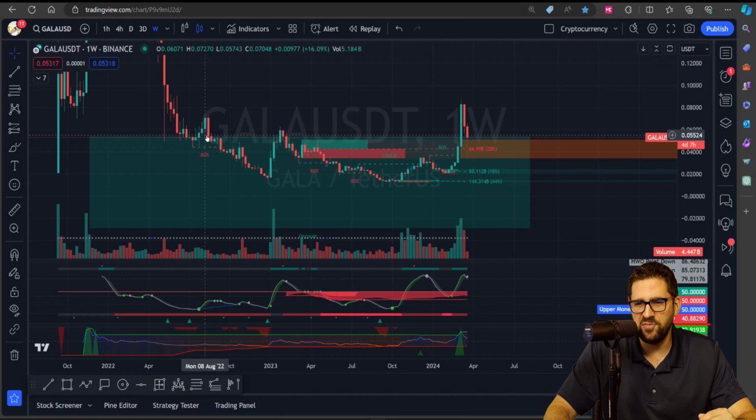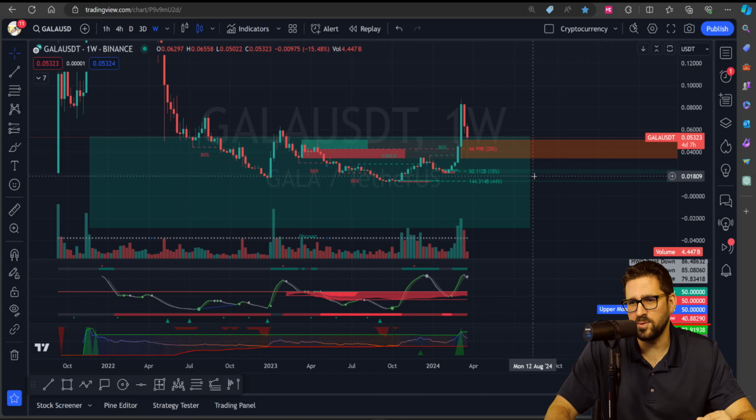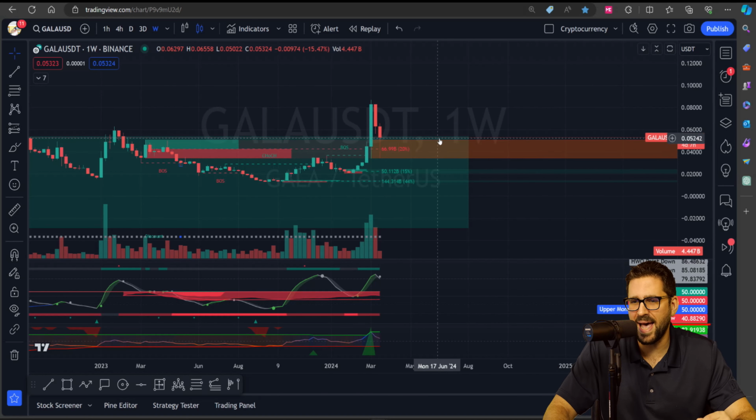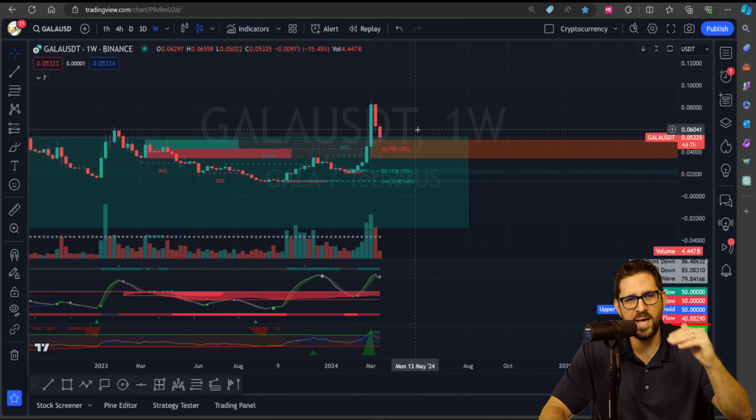As you can see here, if you've been accumulating Gala, the best time would have been to accumulate in this discount zone between essentially 1.9 cents, which it didn't get, got close to that, and the upper bound is around 5 cents. Now, as mentioned on the weekly chart here, we did have a breakout above, but we wicked down into this discount zone again, and we are currently at the top edge of our discount zone.